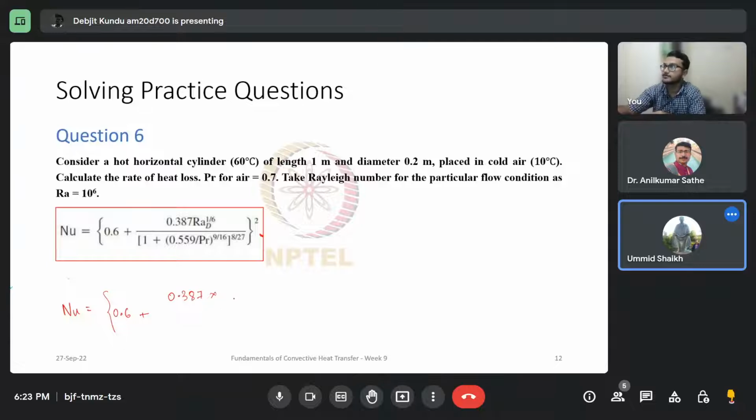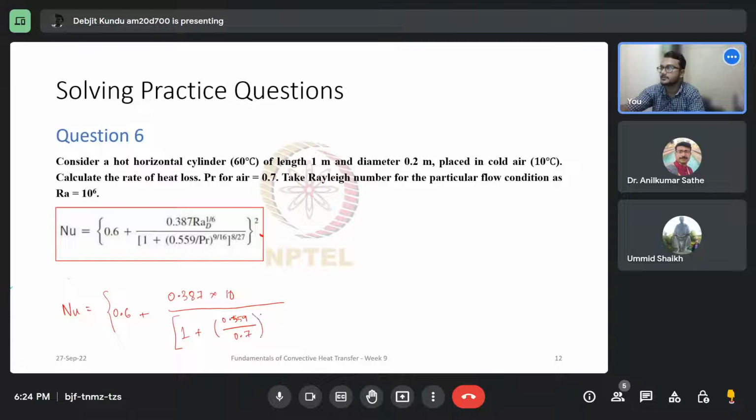So 10 to the power 6 to the power 1 by 6. How much would that be? That would be simply 10 to the power 1, that is 10. And over here we have 1 plus 0.559 divided by Prandtl number, that is 0.7, to the power 9 by 16, to the power 8 by 27.